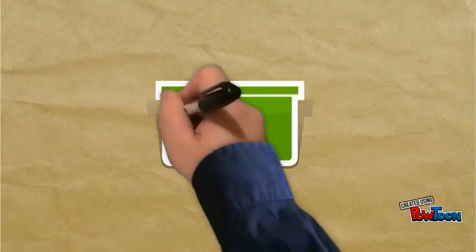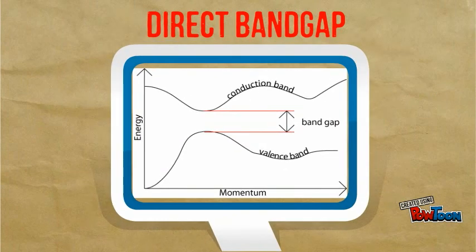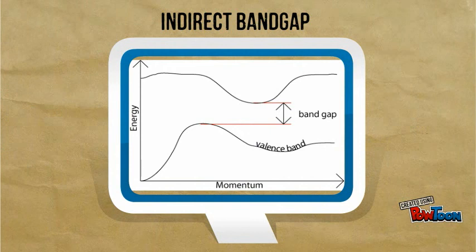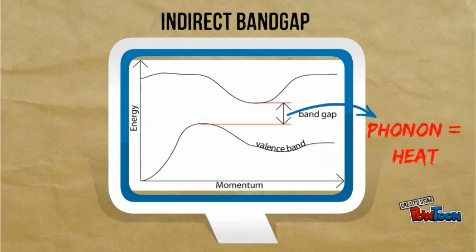There are two types of bandgap, which is direct bandgap and indirect bandgap. In direct bandgap, the minimum of conduction band is in line with the maximum of valence band. The energy that will come out is photon. However, in indirect bandgap, the minimum of conduction band is not in line with the maximum of valence band, and because of this there is difference of momentum, and hence, the energy that comes out is in terms of phonon.